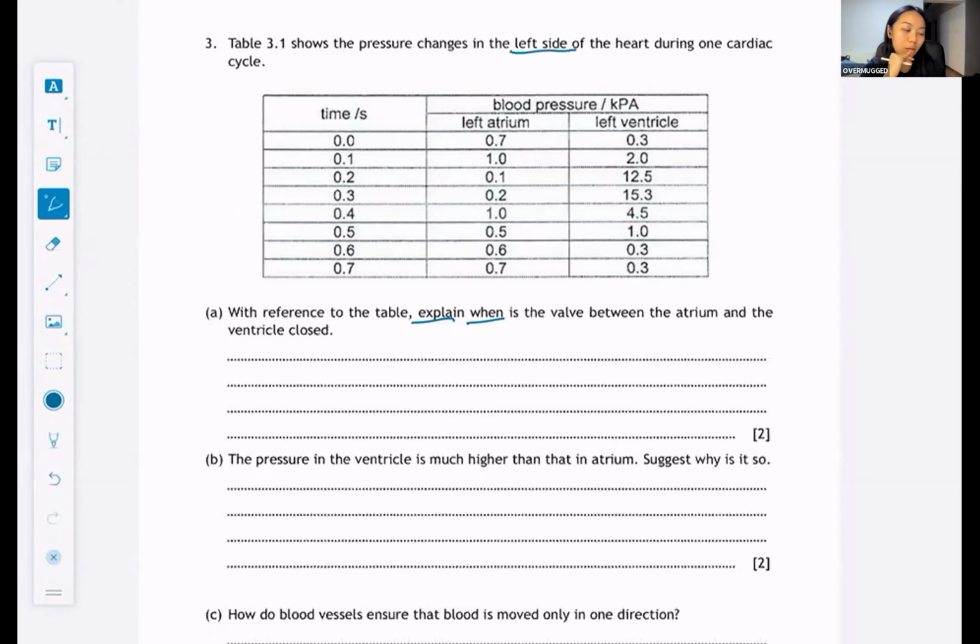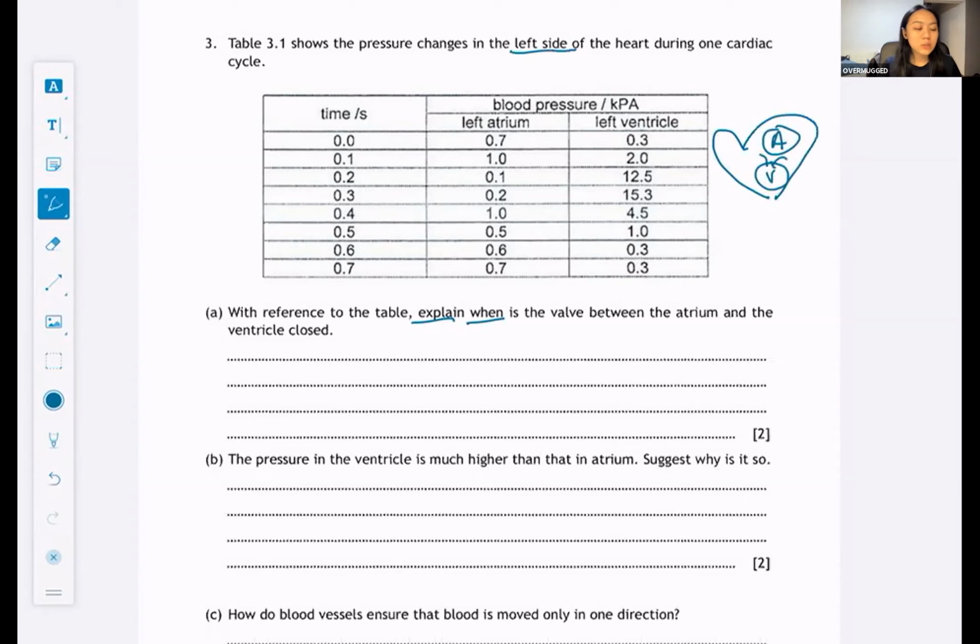I'm going to share these tips that I always tell my students. If you all attended my crash course, you would have heard about it, which is that the function of a valve is to prevent backflow of blood. So a valve will open when we want the blood to flow in that direction, and the valve will close when we don't want the blood to flow in that direction. And what determines the blood flow? It is the pressure. So imagine this is the heart, right? Atrium and ventricle. And the valve is between here.